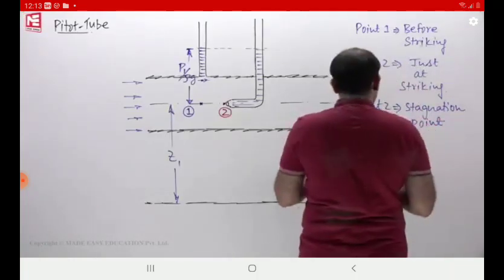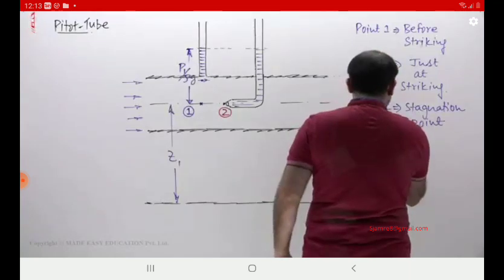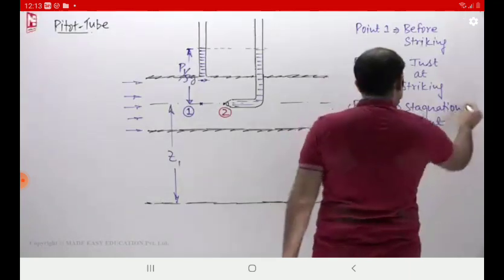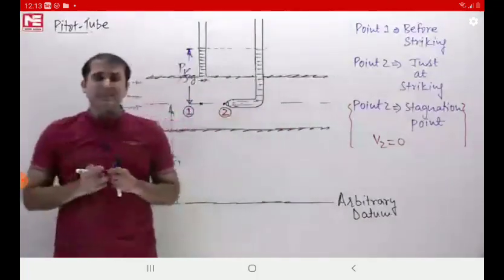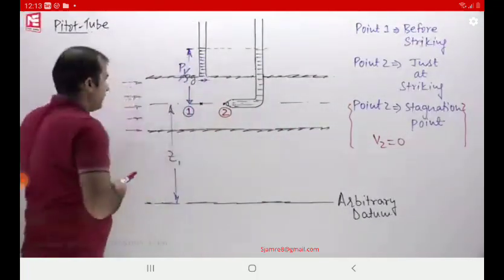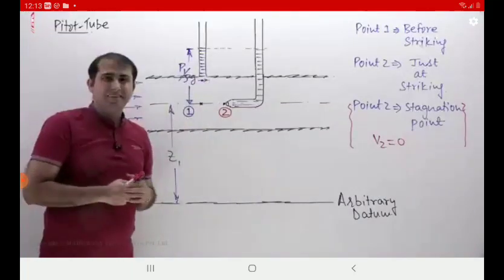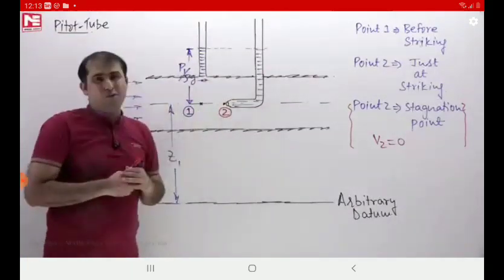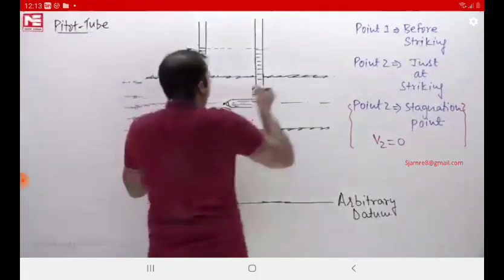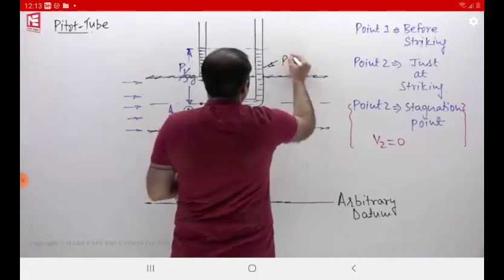And at the stagnation point, if you are looking here, what is V2 equal to? 0. But the whole story is this. What is happening? The flow is coming this way, and you have inserted the pitot tube. This is the pitot tube.